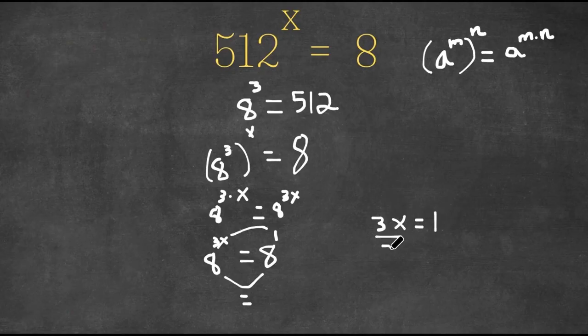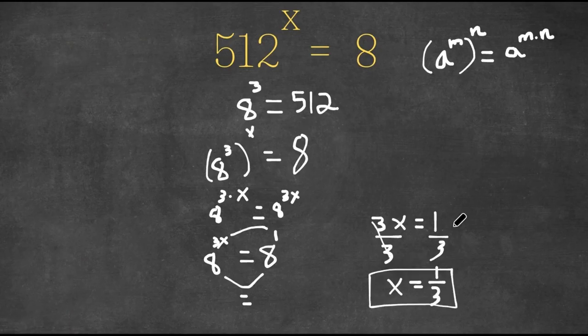And now we have a simple equation. All we have to do is divide by 3 on both sides. And this would cancel out. So now we'd get x equals 1 over 3. And this is our answer.